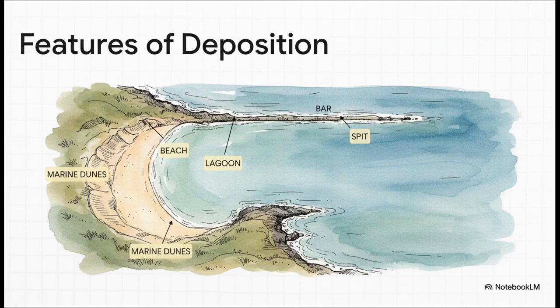So what does it build with these scraps? Well, the most obvious one is beaches, right? All that sand and gravel has to go somewhere. But it also creates spits, which are like these long, sandy fingers that point out into the sea. It forms bars, which are ridges that run parallel to the coast and can create beautiful lagoons behind them. And the wind even gets in on the action, blowing sand inland to create marine dunes.